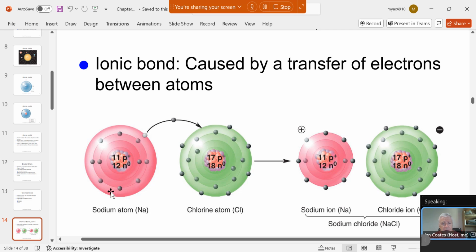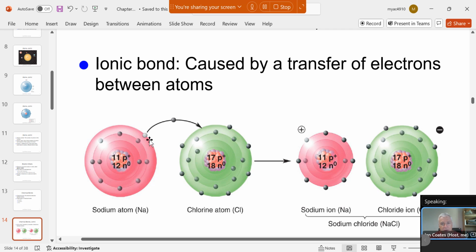So what happens if you mix sodium with chlorine? Chlorine has 2 electrons in the middle, so it's full. It has 8 electrons in its second shell, so that's full. And it has 7 electrons on its outer shell. It's not happy either because it also wants 8.